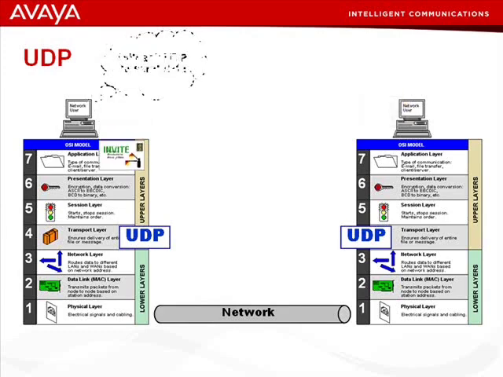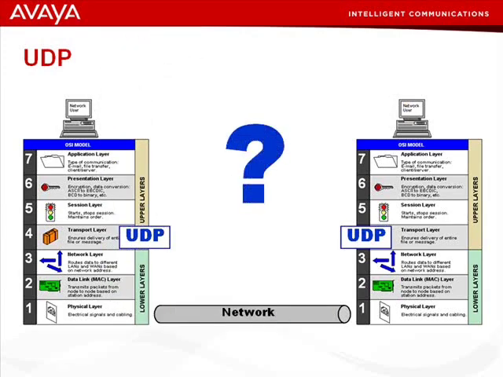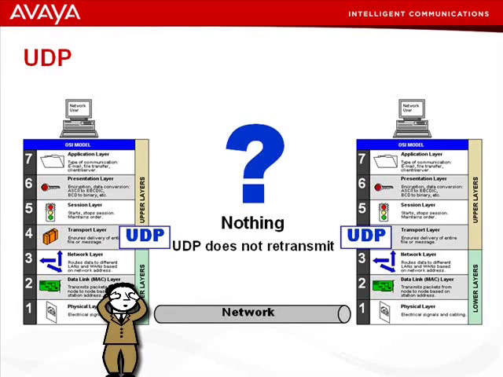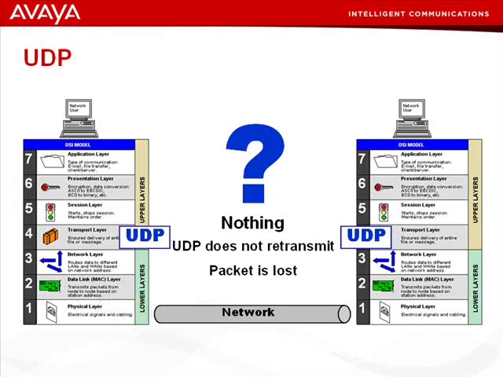If the packet gets lost on its way over, what does UDP do about it? Nothing. UDP doesn't even know or care about the loss. Its job is to send and forget as quickly as possible and not worry about anything else. UDP will not retransmit, and the packet is lost. So you might be asking, what happens to a SIP request if it's UDP that delivers the packet and the packet gets lost?